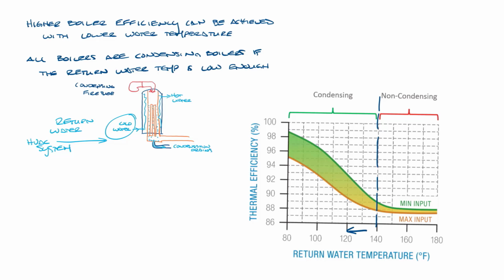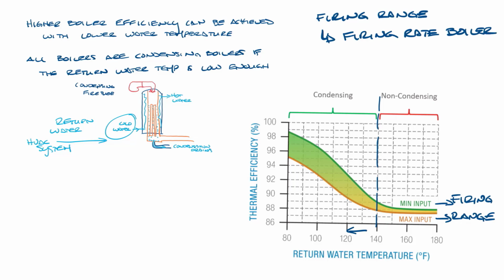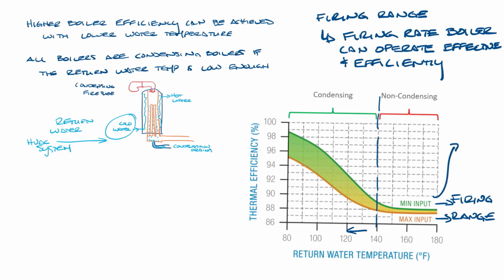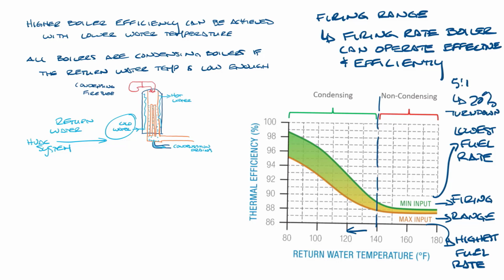This graph also shows you a min input and a max input, and this is the firing range of the boiler. The firing range of the boiler is the range of firing rates where the boiler can operate effectively and efficiently. So the min input would be the lowest fuel rate, and the max input is going to be the highest fuel rate. You might also see this written as a turn-down ratio, where a turn-down ratio of 5:1 means you can turn down to a minimum of 20%.